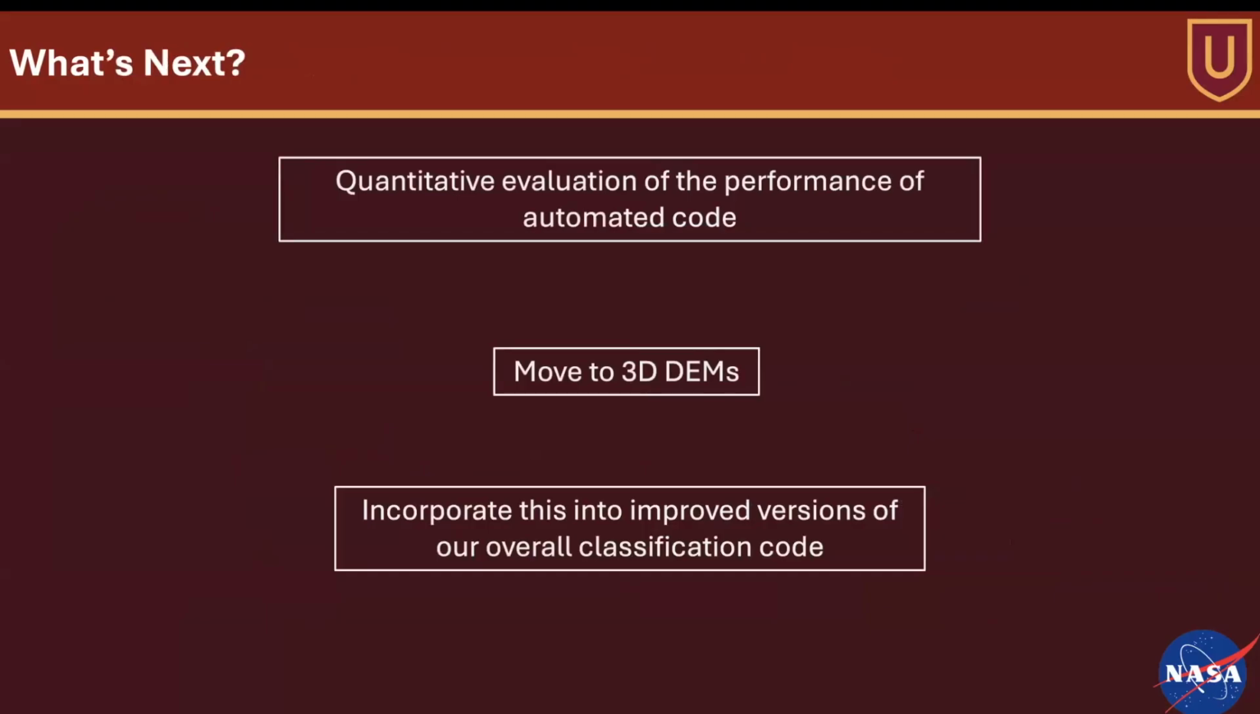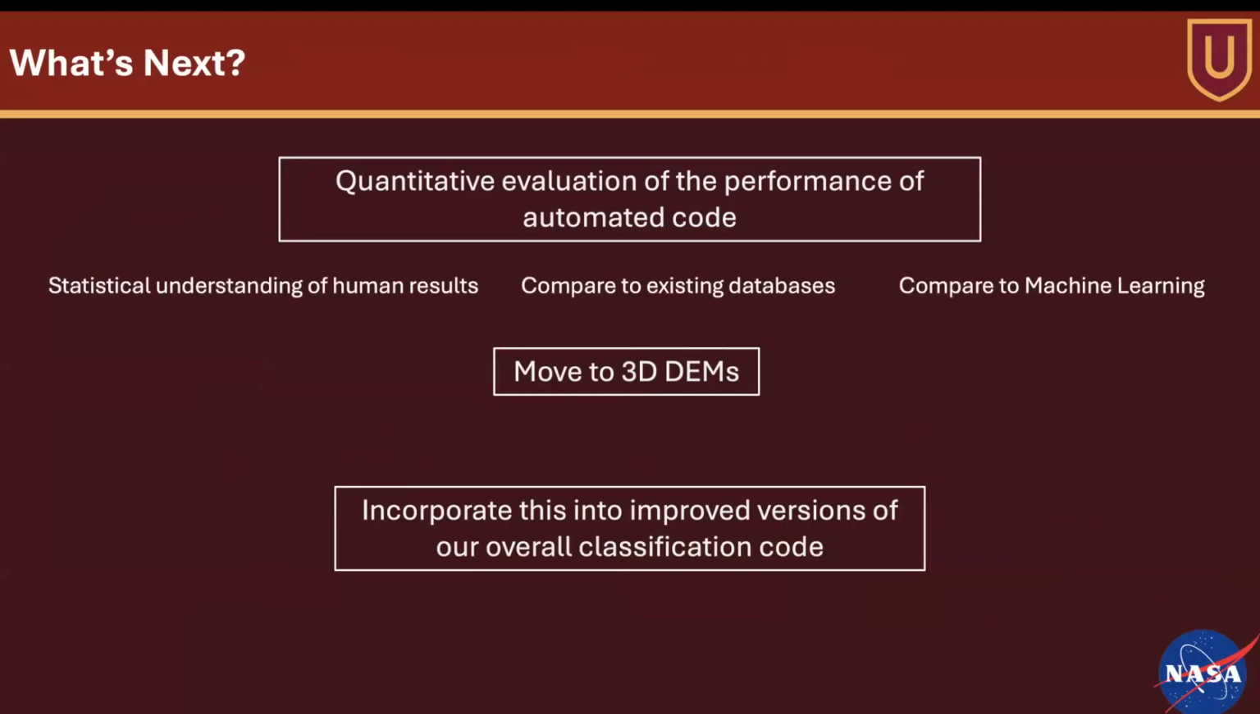Okay, so what is next is we want to do more quantitative evaluation of the performance of the code. We want to get a better statistical understanding of human results against each other. We want to compare to existing databases that may or may not exist. We don't know if they do yet. And then possibly compare to machine learning processes in the future. We want to move to 3D DEMs so we have a better topographical understanding rather than just doing four profiles for each crater. This will give us better measurements across the entire profile and will allow us to measure the circularity and the evenness of the rim crest that we can't do with profiles only. And then we want to incorporate this into the overall pipeline that Cassie is working on a longer scale.